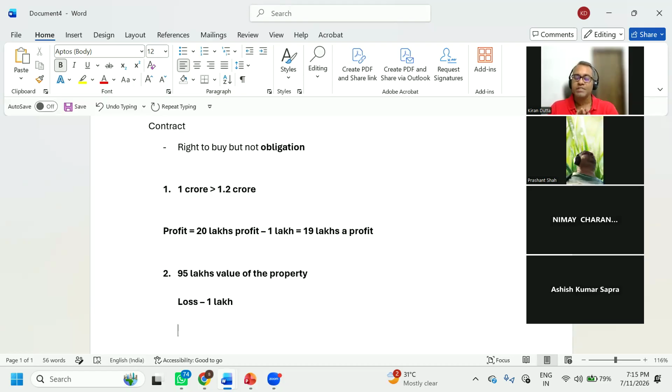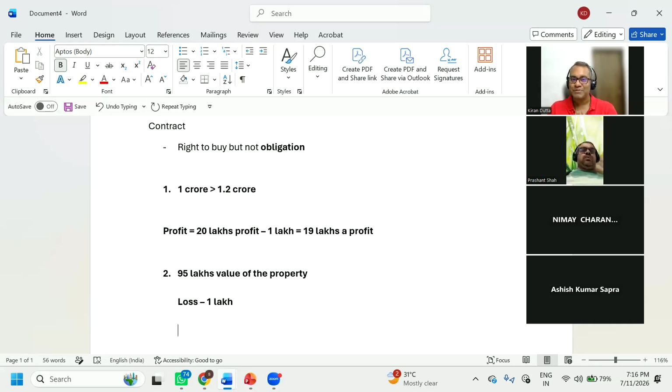Now, what is the profit potential for an option buyer? Unlimited. The profit potential for an option buyer is unlimited, because it can be 1.2 crore, 1.3 crore, or 1.4 crore. This is again the second question point.